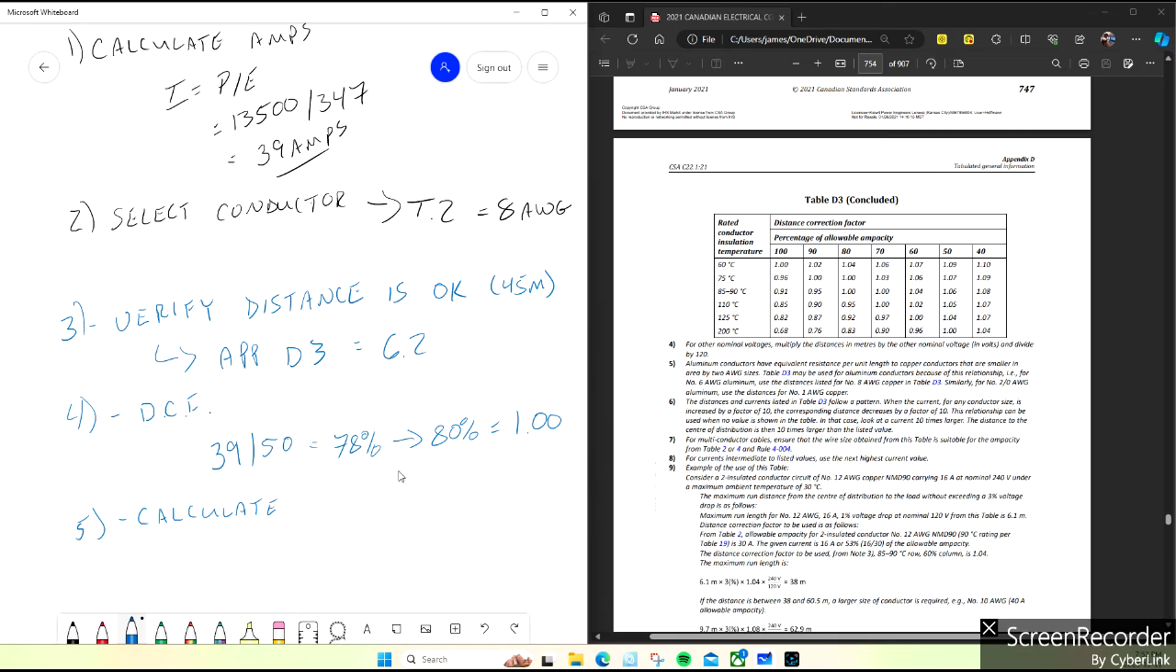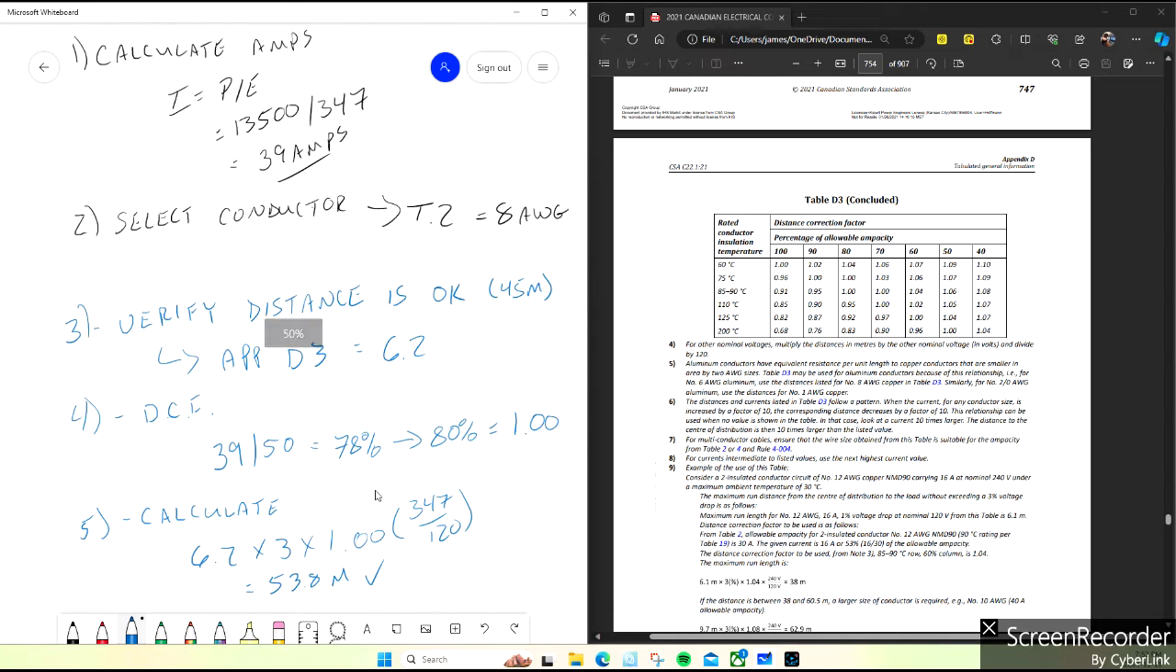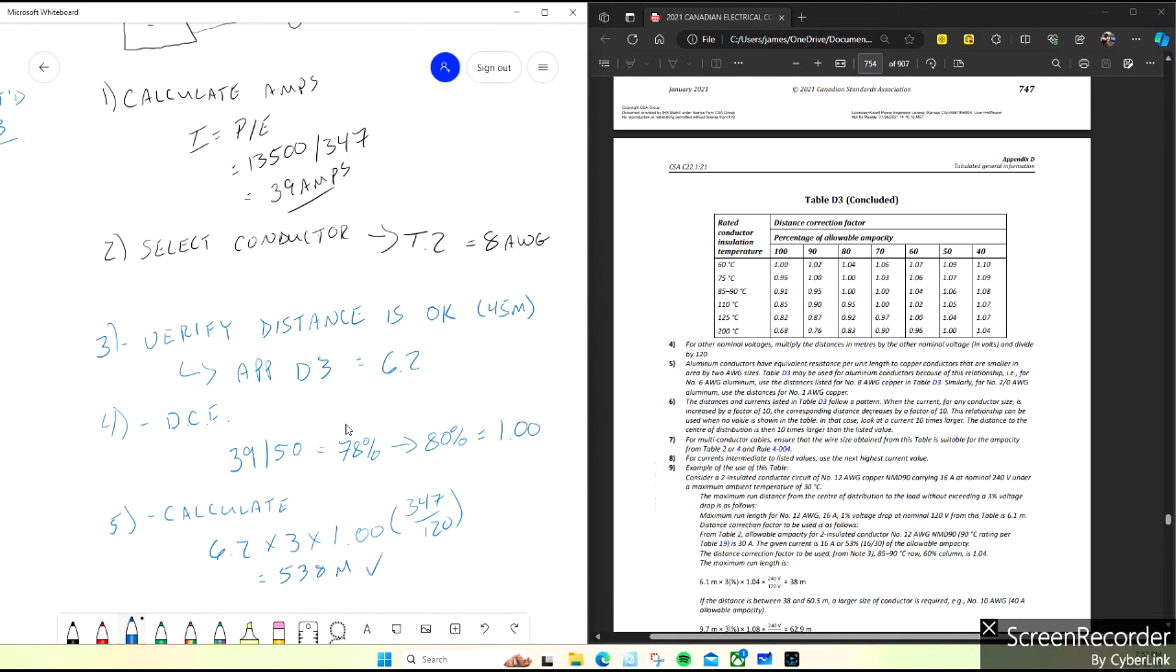Let's see if we are within range. So we can go 6.2. We're allowed 3% drop. We have a distance correction factor of 1 and voltage of 347 over 120. There's our calculation. You work all that out, you'll get 53.8 meters. So we're good. Number 8s are good for this installation.